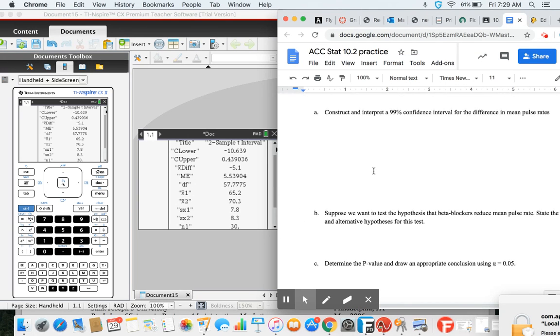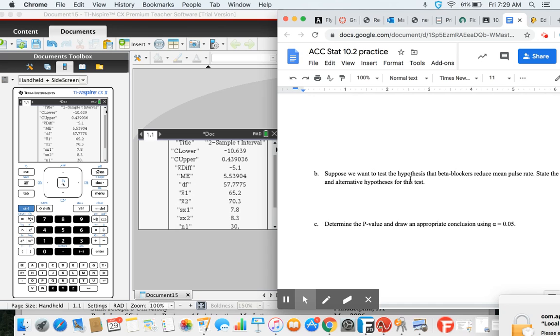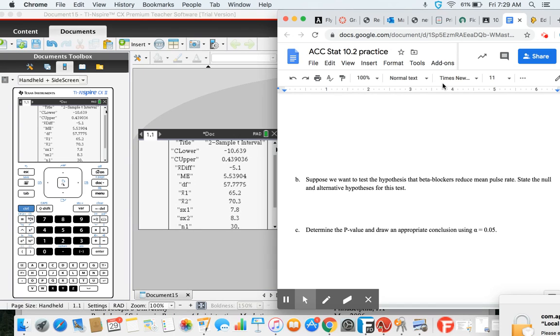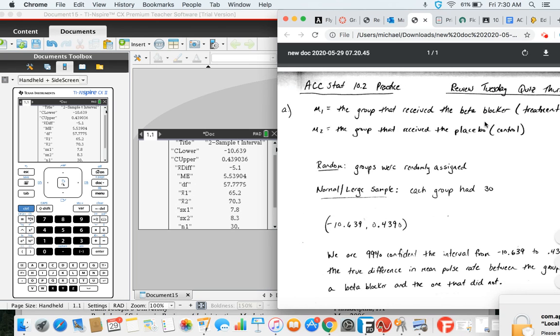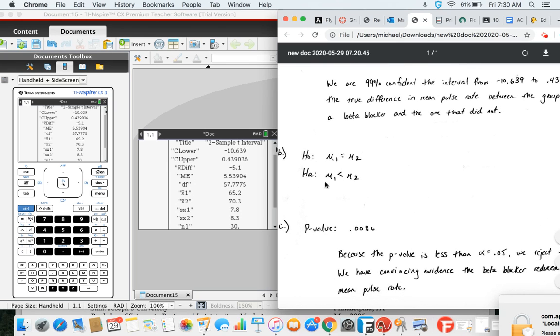Okay. You'll see in the next question here, when we were asked to form our hypotheses, it said, suppose we want to test the hypothesis that the beta blockers reduce the mean pulse rate. So that was the first group that I made, mu sub 1, the treatment group. So if I laid out mu sub 1 as the group that received the beta blocker, my HA would be less than. This group's pulse rate was less than the group that received just the placebo.